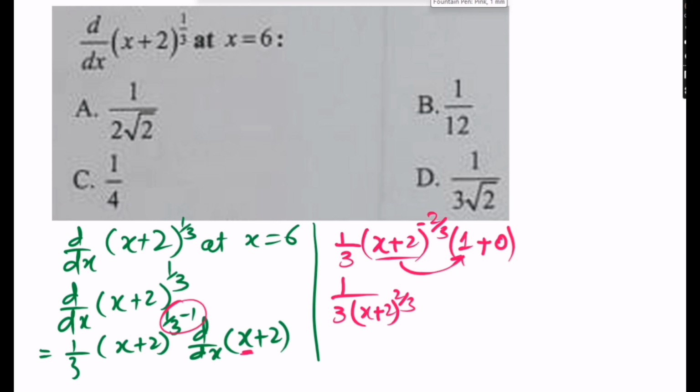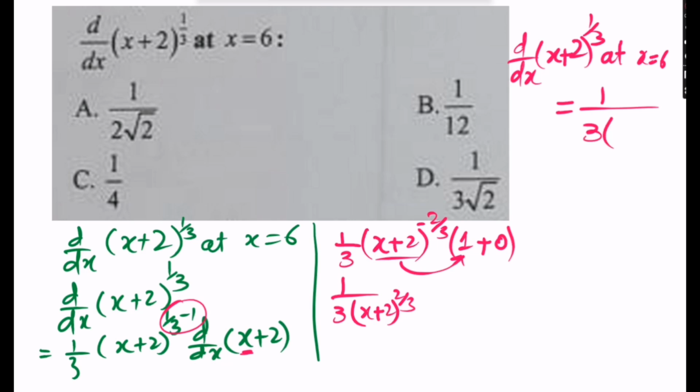Now we evaluate it at x equal to 6. So d/dx of (x + 2)^(1/3) at x equal to 6 is equal to, now the derivative is 1/3 (x + 2)^(-2/3), with x as 6, so (6 + 2)^(-2/3). Now we will simplify it. 1/3, 6 plus 2 is 8, power -2/3.